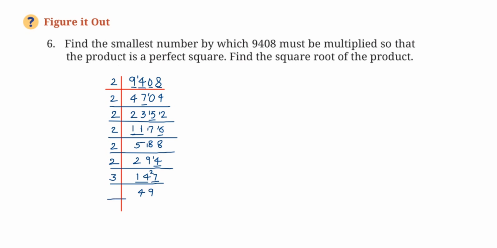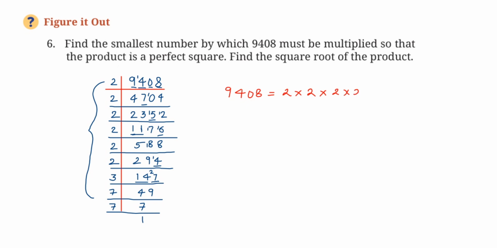Now we have 49. 49 is only divisible by 7. 7 times 7 is 49. 7 is a prime number, so 7 times 1 is 7. So these are the prime factors of this number. We'll rewrite this. 9408 is equal to, how many times do we have 2? 1, 2, 3, 4, 5, 6. So we write 2 times 2, six times. When you multiply all these prime factors, you get back this number.